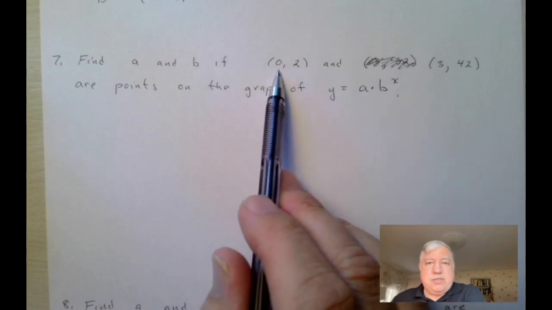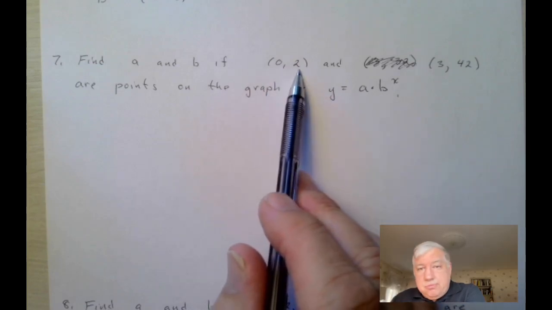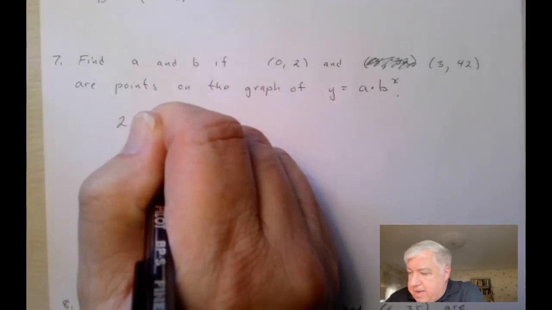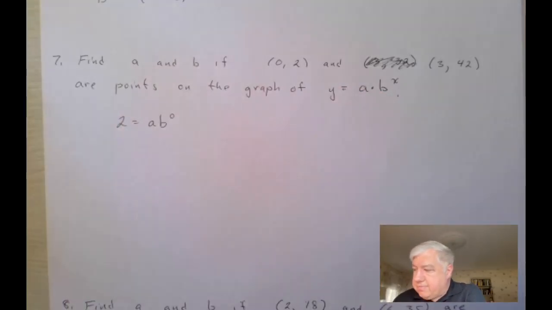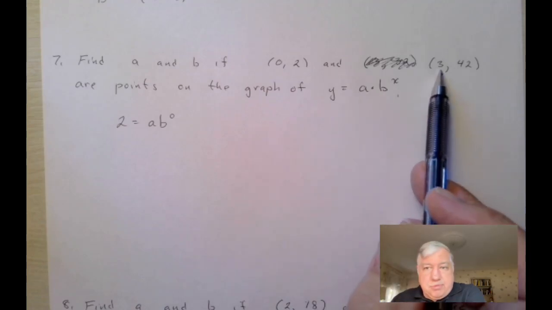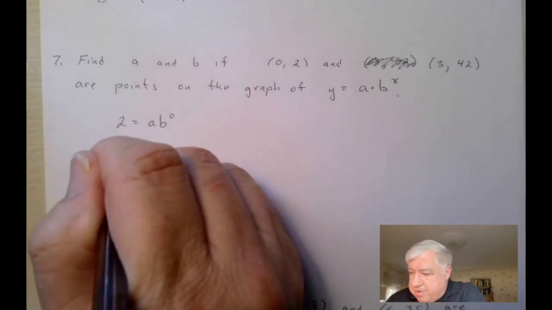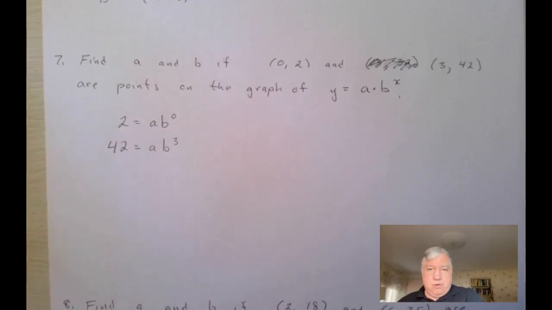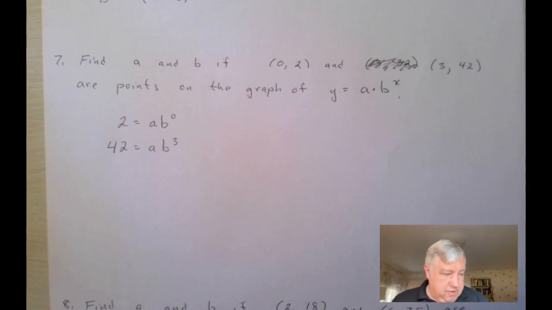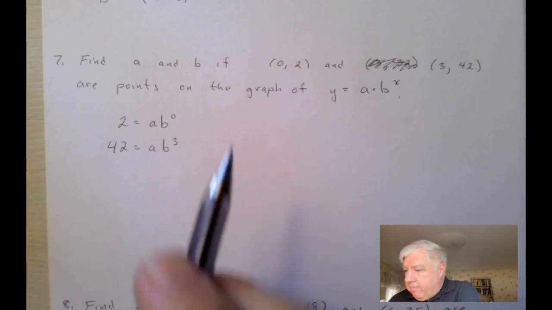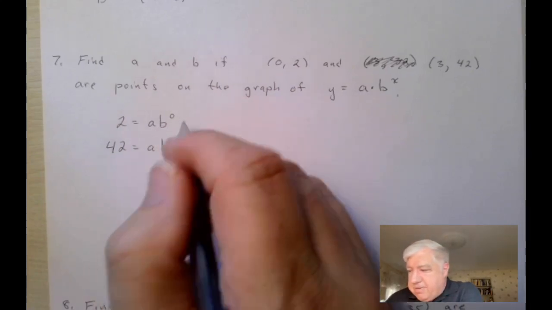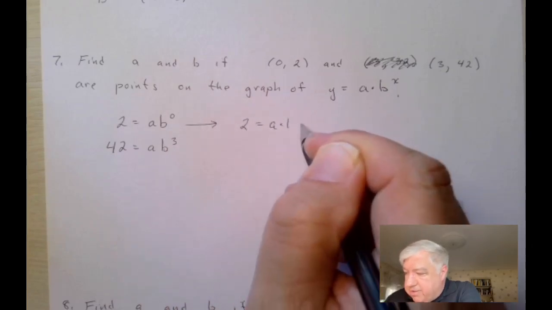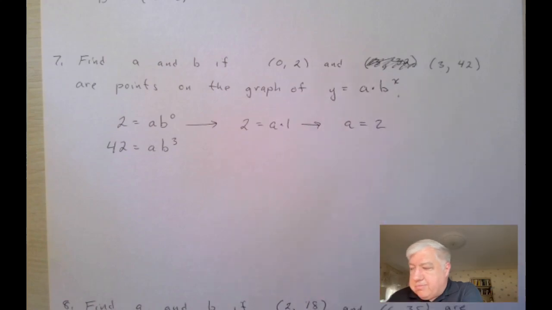This says when x equals 0, y equals 2. So that tells us that 2 is equal to a, b to the 0. And this tells us when x equals 3, y is 42. So 42 is equal to a, b cubed. All right. Well, to solve this, we don't have to do too much for the first part because b to the 0 is just 1. 2 is equal to a times 1, so that tells us that a has to be 2.